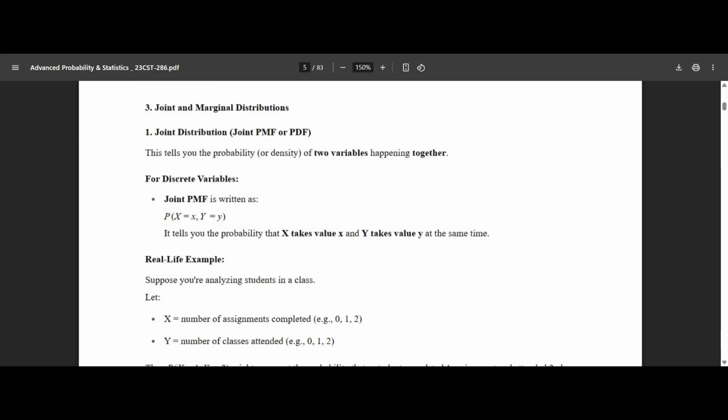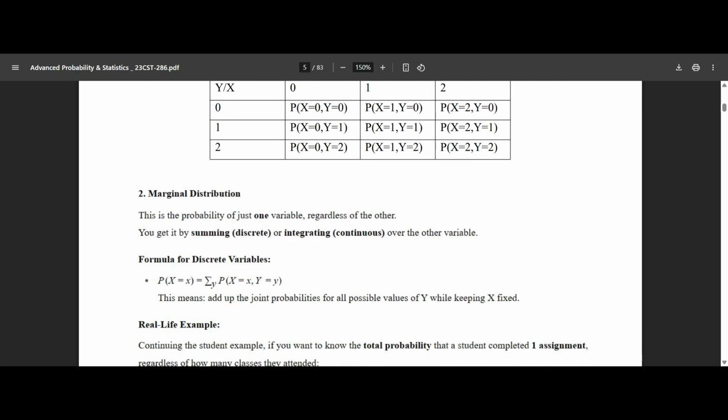Up next, we have joint and marginal distribution. So joint distribution क्या है? It tells us the probability of two variables happening together. Okay. Marginal distribution क्या है? It gives us the probability of just one variable regardless of the other.